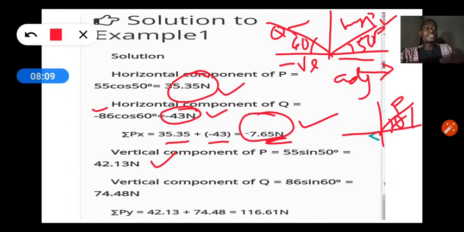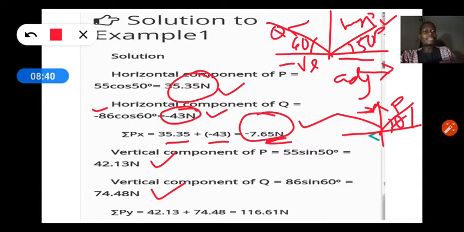Now look at this. If I resolve this to the vertical axis, you notice that this time around our vertical will still be positive, because this part that I just put the arrow on now is what? Positive y-axis. So our value is going to be positive. So if you simplify 86 sine 60 degrees, I'm going to have this value. Okay, now I've been able to resolve the two forces to my vertical component.